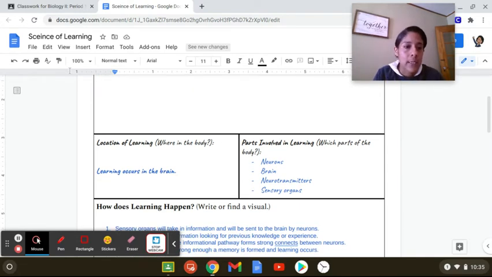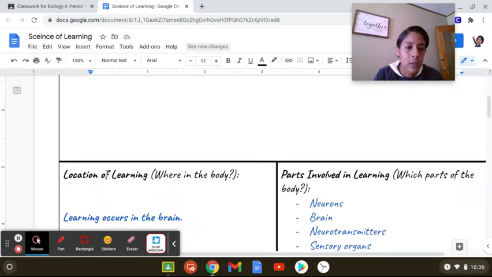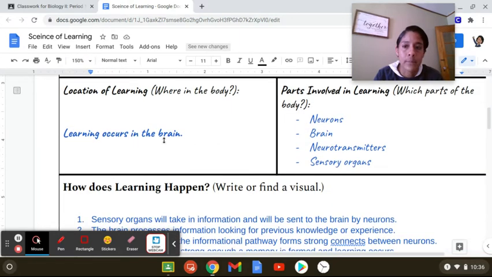So, where does learning happen? Let me make this a little larger. Learning occurs in the brain. Okay. That's where the actual neural connections are forming, but it does involve a lot of different parts of the body.